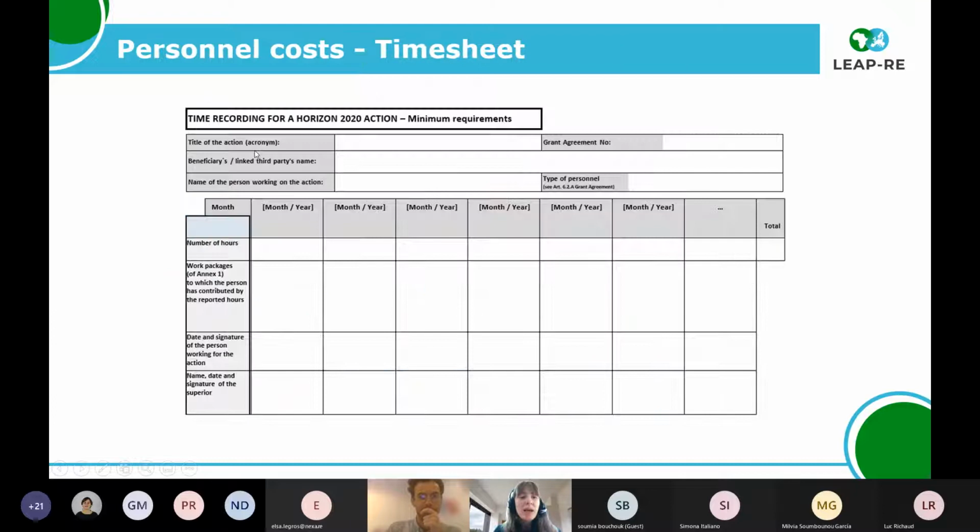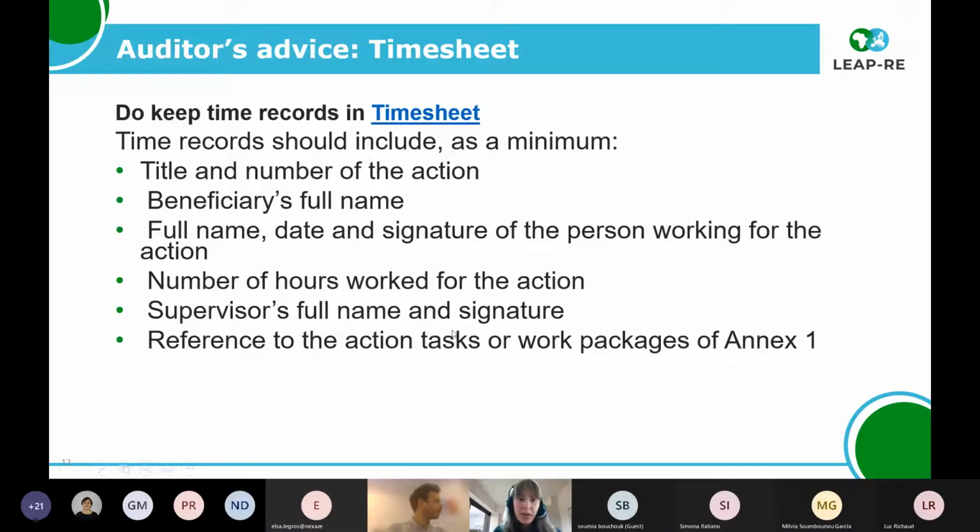I'm going to show you a template because there is some information that necessarily has to appear on the timesheet. This is a template, but here we have listed the information that you have to display on the timesheet. You have to specify the number and title of the project. The number is the number that you can find on the grant agreement. You have to put your organization's full name, and the name and date of signature of the person working on the project. The person will fill in the table, and then he has to fill in his name and specify when he signed the timesheets.